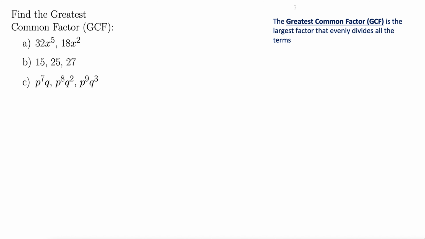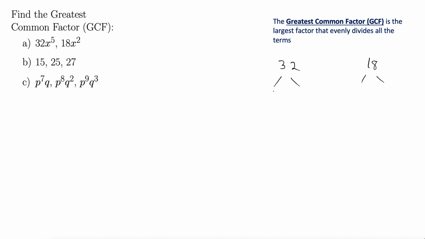Okay, so we have 32 and 18, and we want to think of the biggest number that evenly divides both of those. That means divide without getting a remainder. So let's use some arithmetic and break these down and see if we can find the largest number that evenly divides them. I'm going to use these factor trees. So here's 32 and 18.